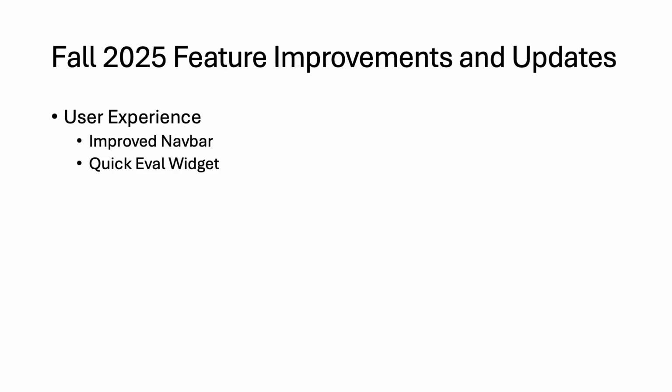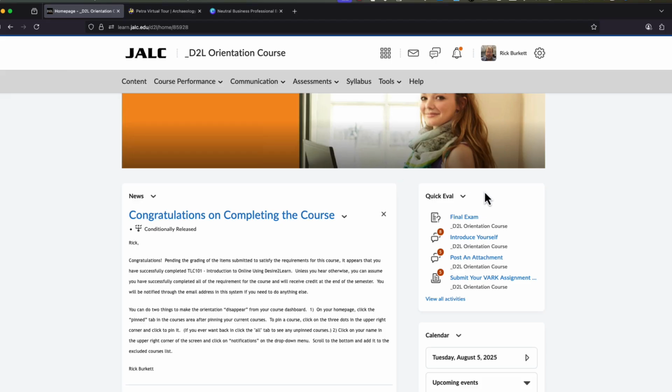And second, we have the Quick Eval widget that's been added to course homepages for faculty. You'll notice that the Updates widget has been replaced by the Quick Eval widget here on the right-hand side on course homepages. So instead of seeing you have X number of unread discussion posts or Dropbox items to evaluate, you see a breakdown of the various types of things that are submitted in your course.